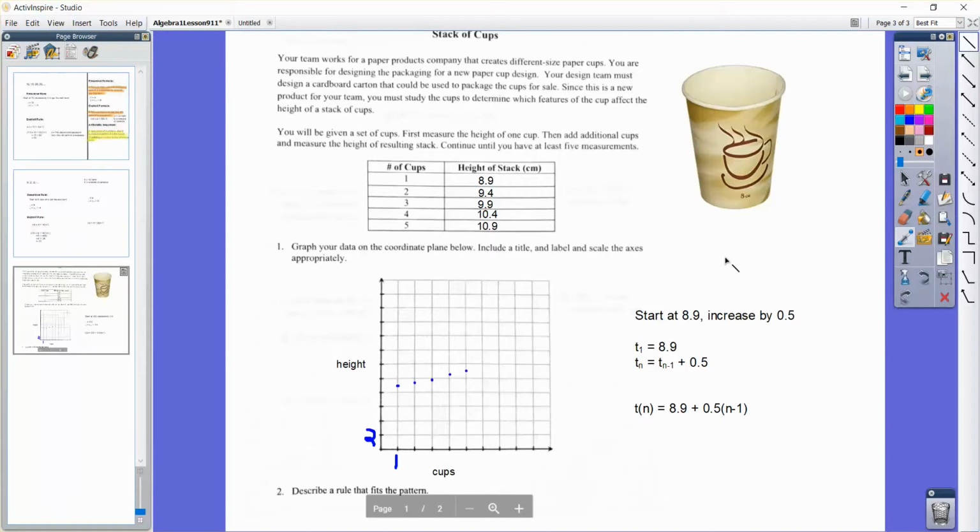We can't have half a cup. Well, half of a paper cup. Well, we could, I guess. It would still be a cup, but it wouldn't have the same capacity. All right, but I digress.